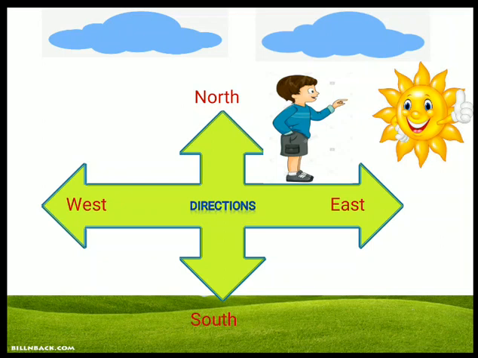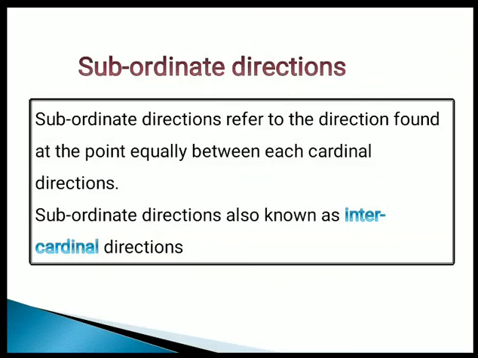Again, there are 4 subdirections. They are also called subordinate directions. Subordinate directions refer to the direction found at the point equally between each of the cardinal directions. Subordinate directions are also known as intercardinal directions.